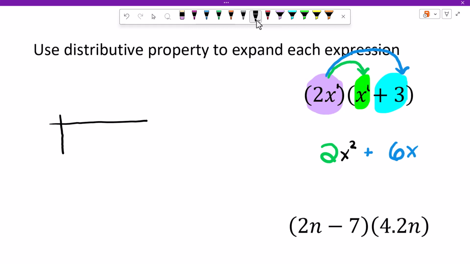And you're going to take your polynomial, the long one, and you're going to write that on the top. So that's the x plus 3. You're going to write this on the top like this. And you're going to take your monomial, and you're going to write that one on the side like that.